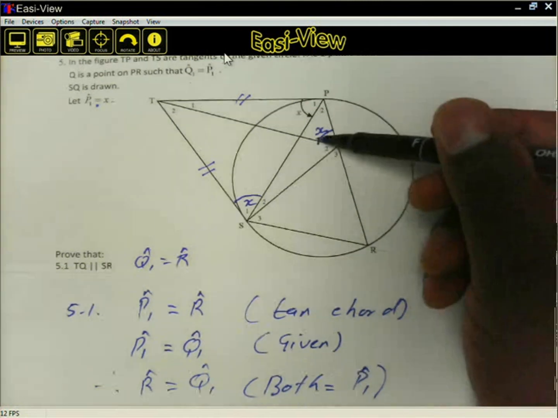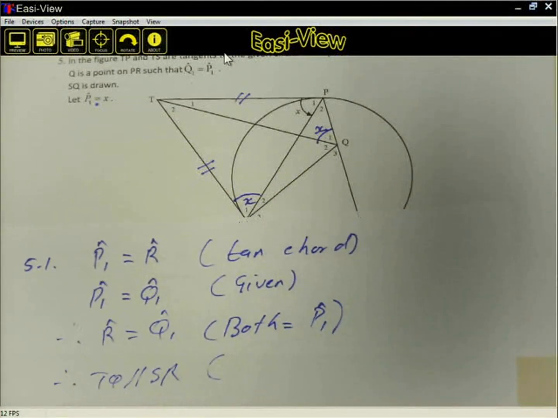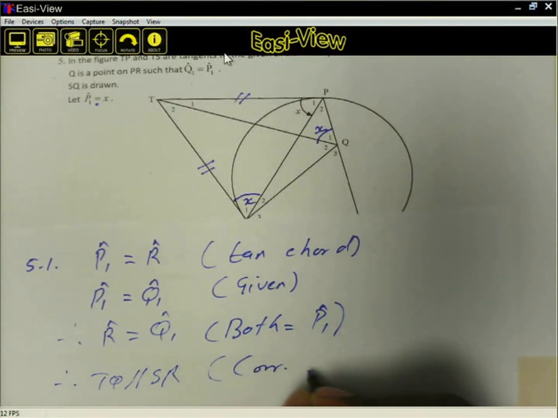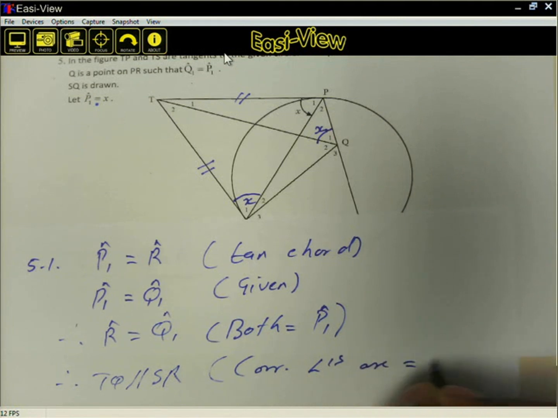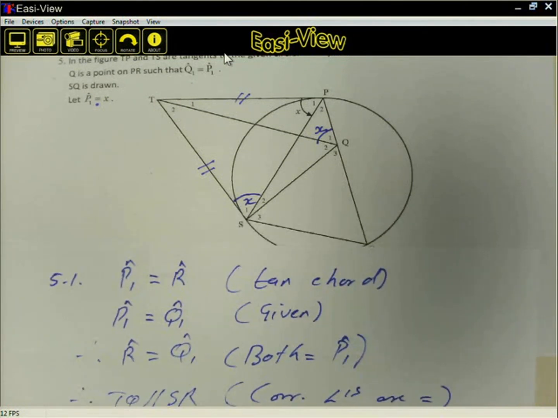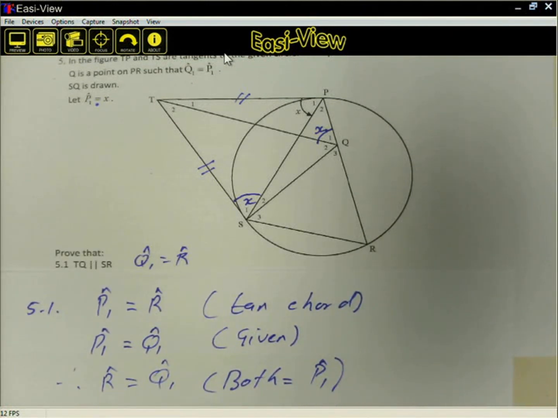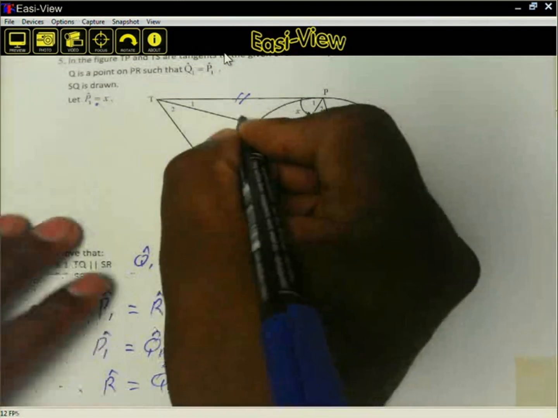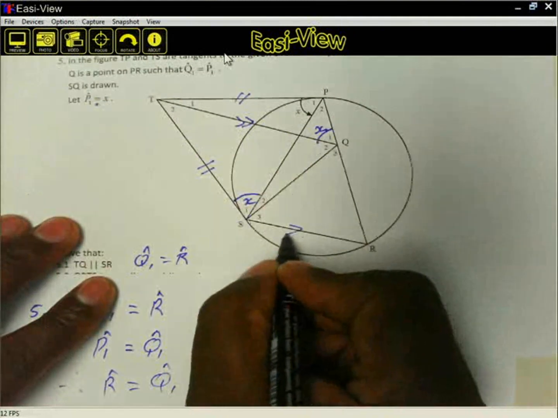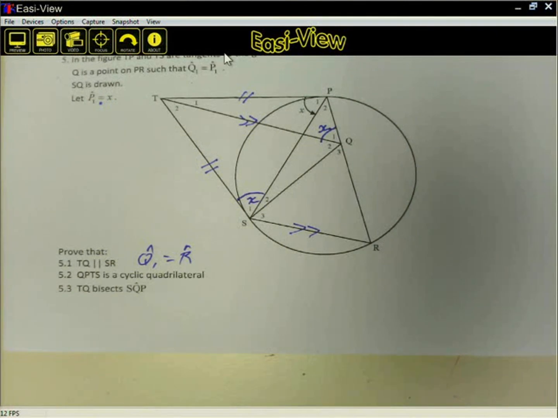Why do I say this line TQ is parallel to SR? The reason is that the corresponding angles are equal. That is the reason. First part of the problem done. We wanted to prove that TQ is parallel to SR. Now, because we have proven that, we mark that on the diagram. Mark them. This line is now parallel to this one. We have proven that. Let's go to the second part of the question.